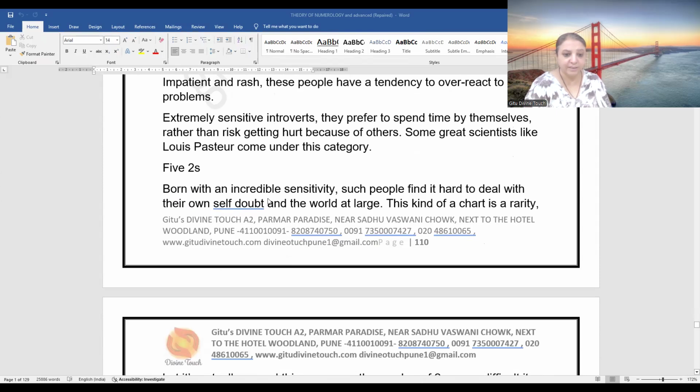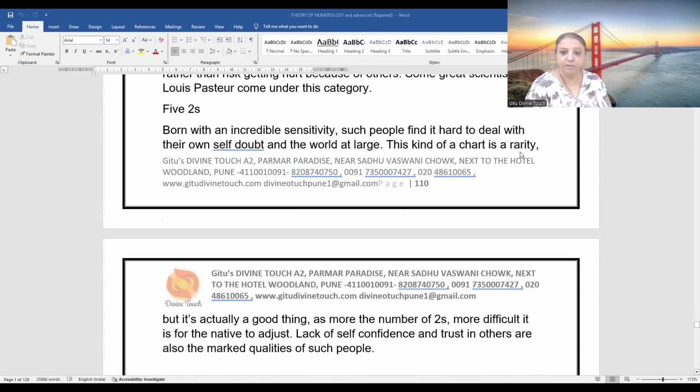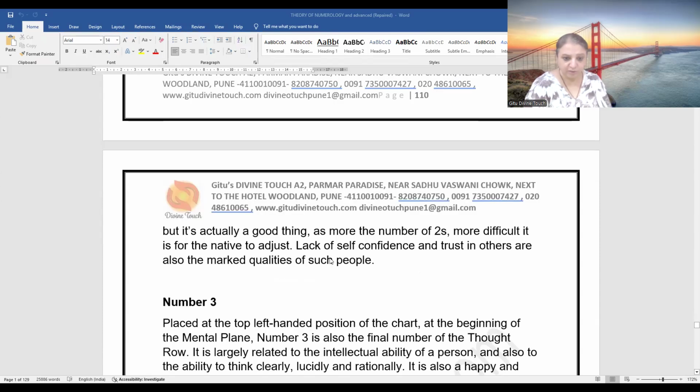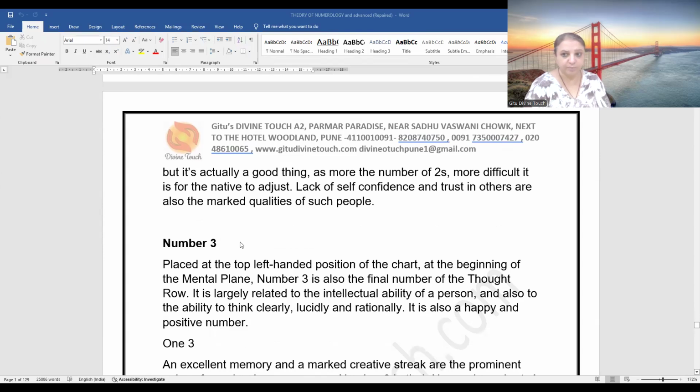Five twos, born with an incredible sensitivity, such people find it hard to deal with their self-doubt and the world at large. This kind of chart is a rarity, but it's actually a good thing. The more the number of twos, the more difficult it is for the native to adjust. Lack of self-confidence and trust in others are also marked qualities of such people.